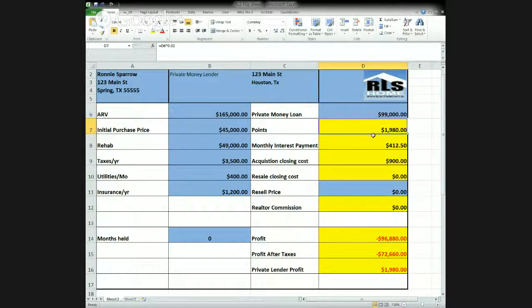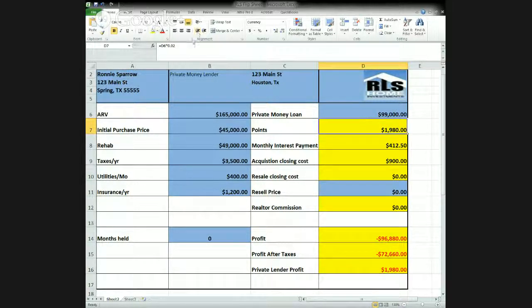These three right here, and this is because I calculated 2 points. See that 2 right there? That's 2 points that my lender's charging me. It's 2 points of $99,000, which is $1,980. That's what I'm expected to pay my private lender when I buy the property. He's going to get that check mailed to him by the title company.